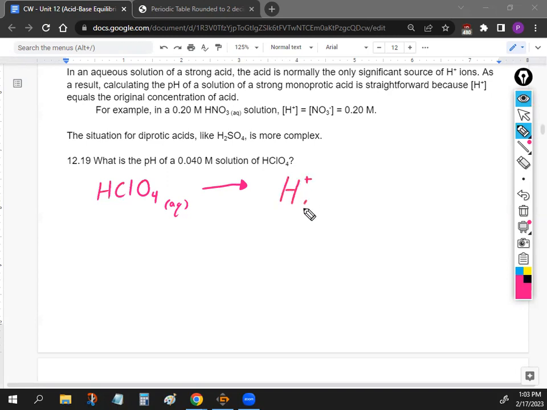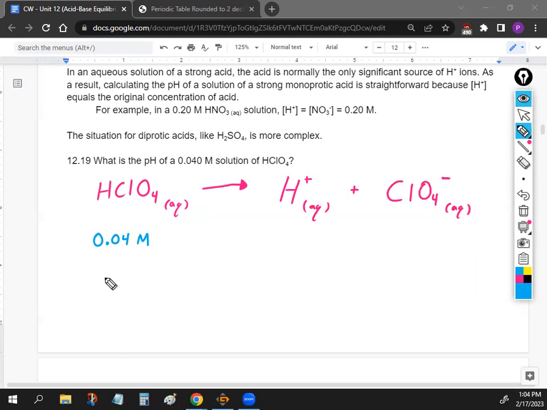And what's going to be the state of matter? What do we put in the parentheses? Yeah, aqueous. It's dissolved in water. I'm not trying to trick y'all. And then obviously that means the anion, ClO4 for perchlorate, is going to be your other ion. It breaks apart completely inside of solution. That's the key thing to remember. Now it tells us that the concentration is 0.04 molarity for our strong acid.